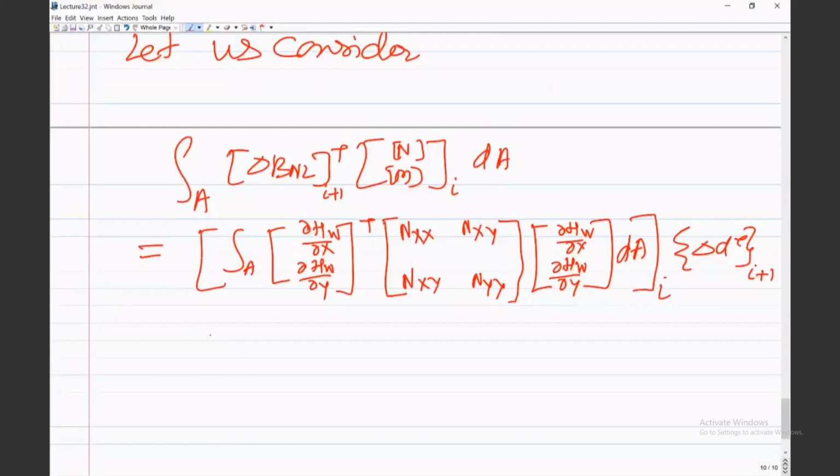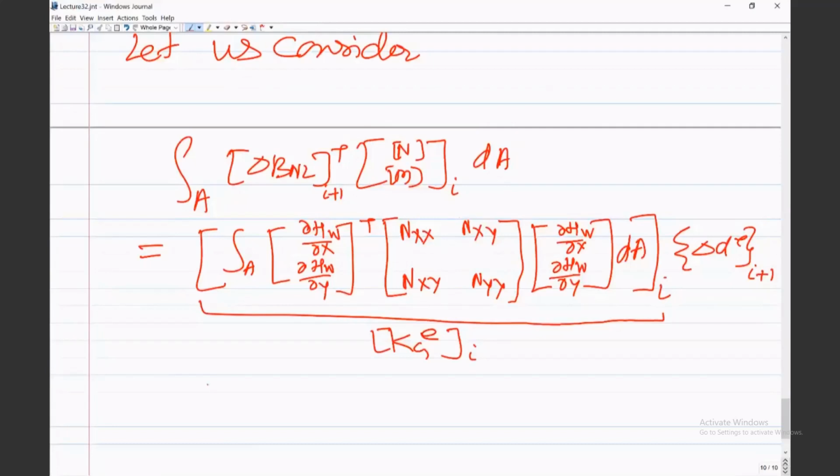Finally, this is what we call Kg. So this whole matrix, you call it KGE at the ith iteration. We also call it the geometric stiffness matrix, and this is coming from basically the nonlinear part of the strain, del W by del X square, del W by del Y square, and del W by del X into del W by del Y. So from there, you can rewrite this matrix like this.